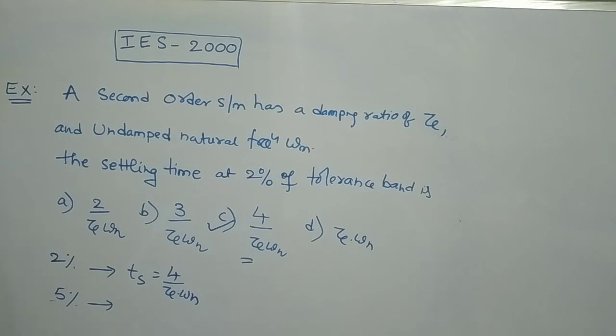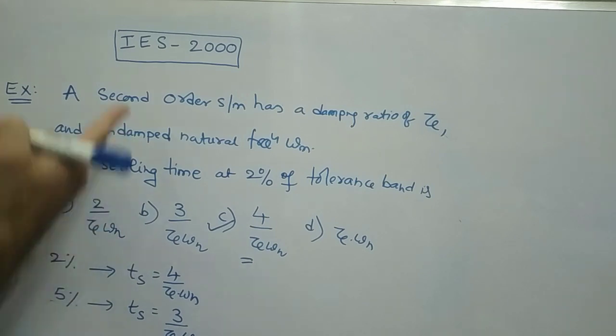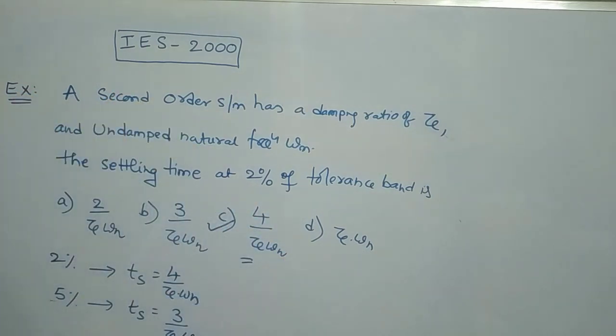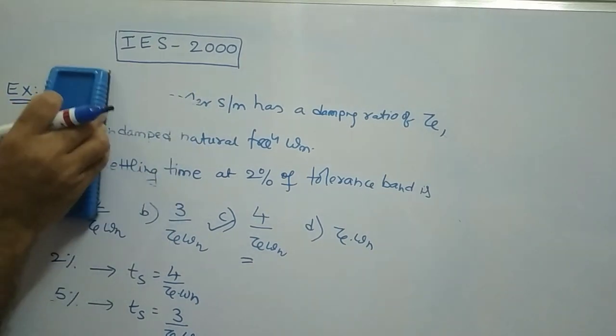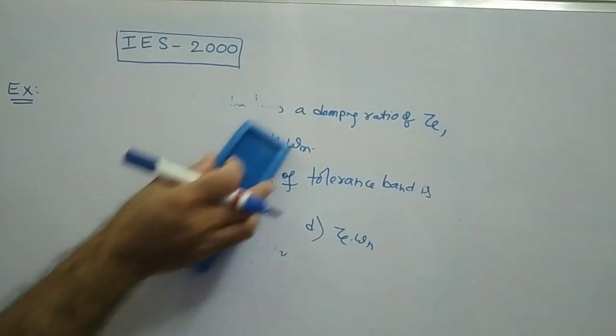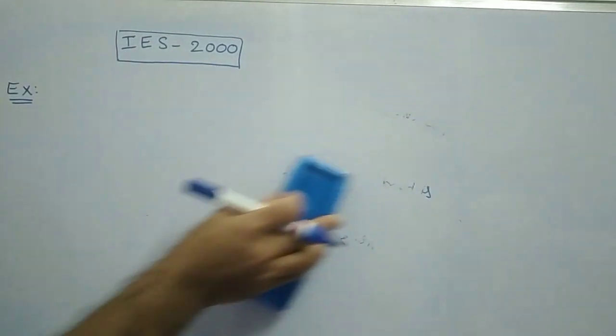Whereas for 5%, the settling time is 3 by zeta omega n. These we have to remember definitely. For 2%, it is double, actually, 4 by zeta omega n. Therefore, for this question, the answer is 4 by zeta omega n. So it is a theoretical question, and there is no mathematical calculation involved here.